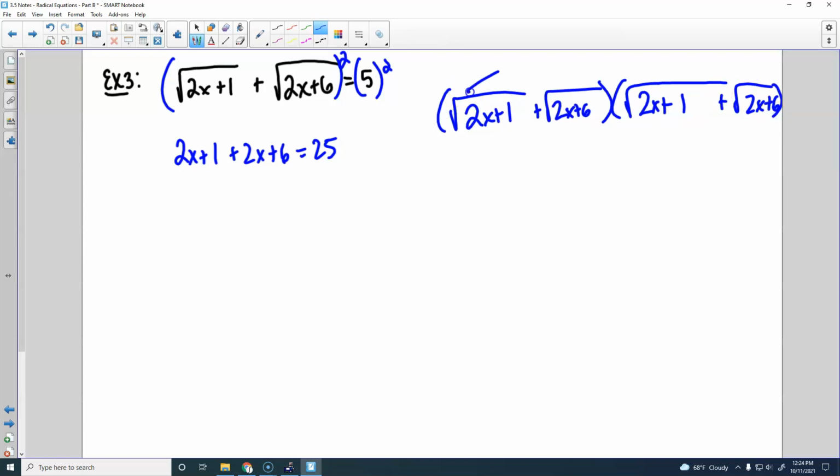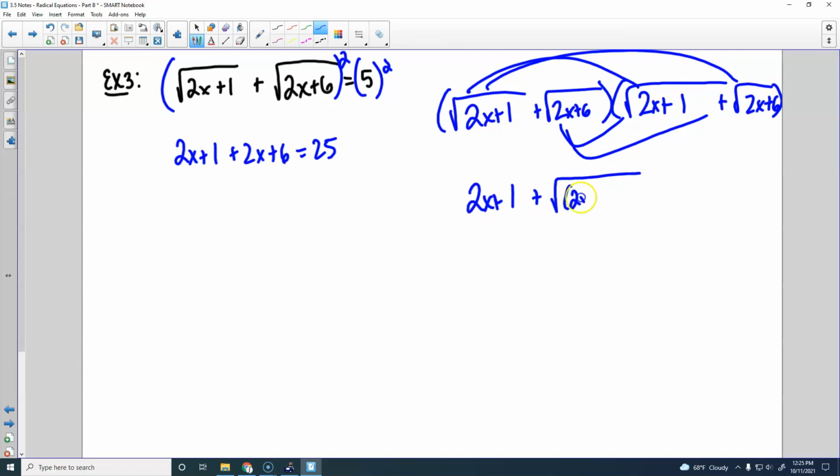And then you have got to distribute, which is going to be a nightmare because that first part is going to be 2x plus 1, but the second part is going to be like the square root of 2x plus 1 times 2x plus 6 underneath the square root. This is going to be bad.